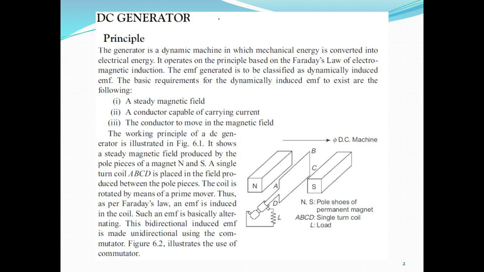Such an EMF is basically alternating. The bidirectional induced EMF is made unidirectional using the commutator. Figure 6.2 illustrates the use of a commutator.